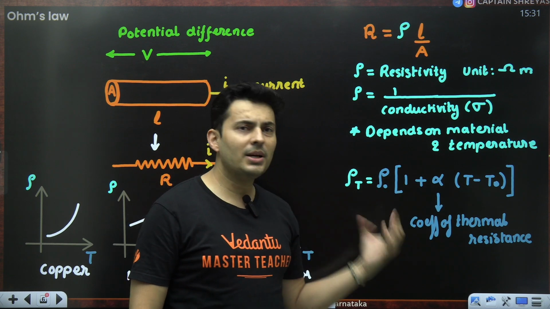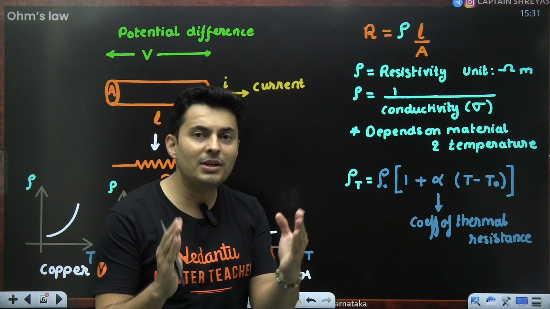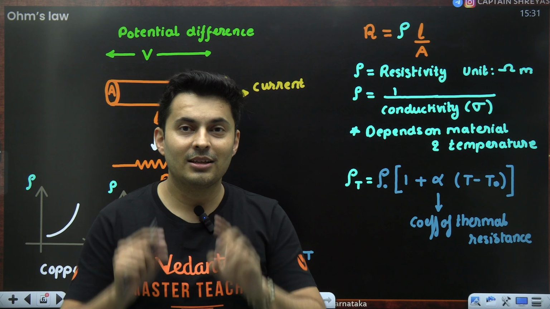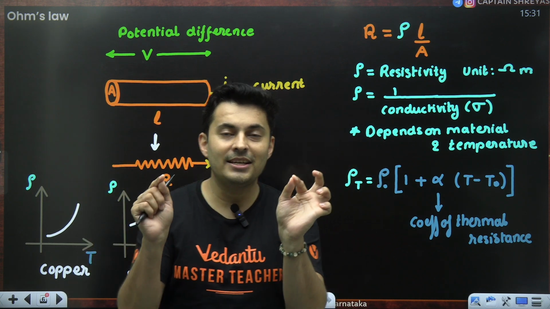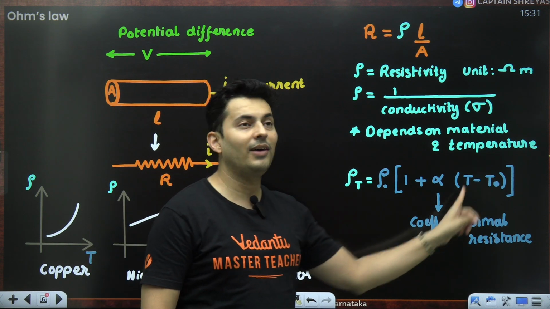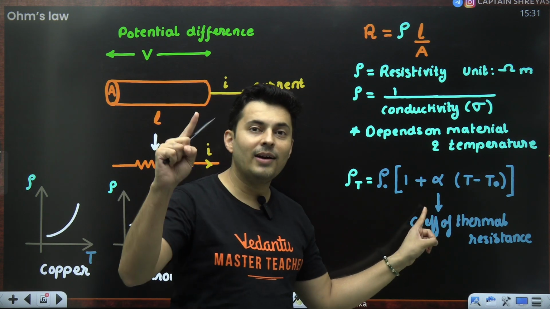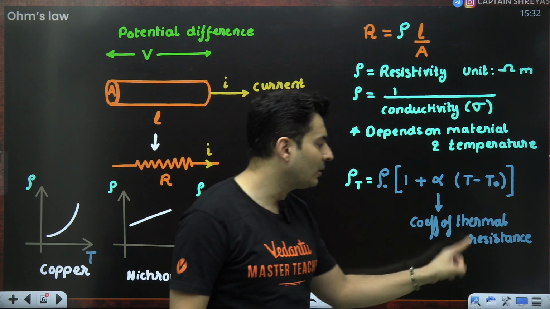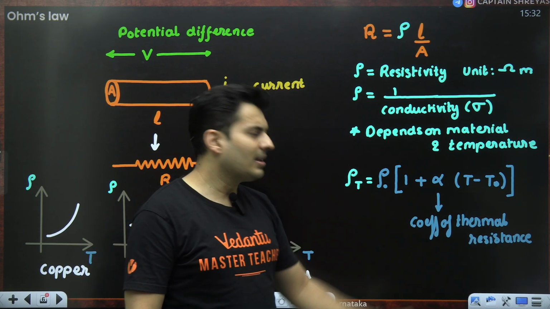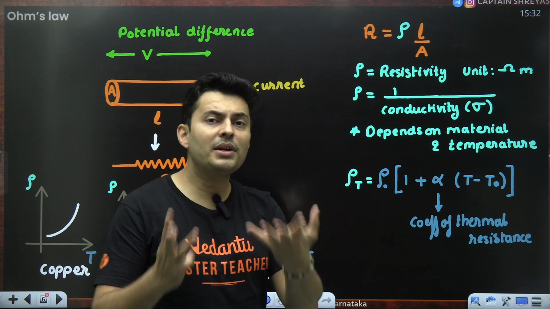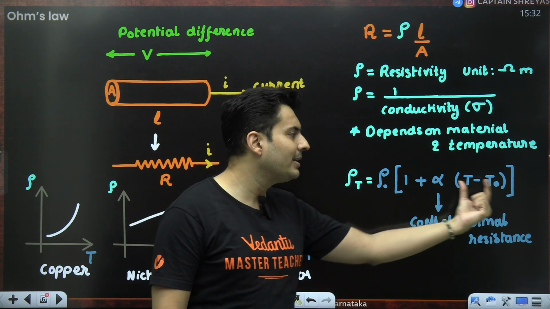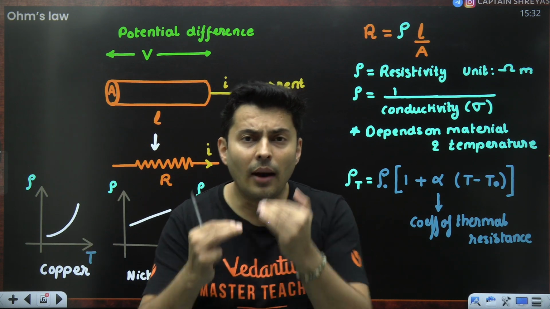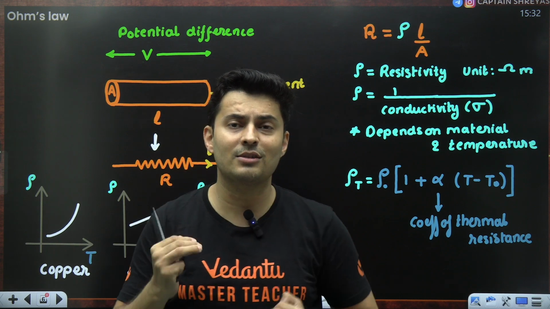If you remember correctly, this formula is very similar to the formula you learnt in thermal expansion in 11th grade. The final length of the rod is the initial length of the rod into 1 plus alpha delta T. But there, alpha was the coefficient of linear expansion. Here it is the coefficient of thermal resistance. This alpha, don't worry, it will be given to you. If it is not given, then other things will be given to you from which you have to find alpha.